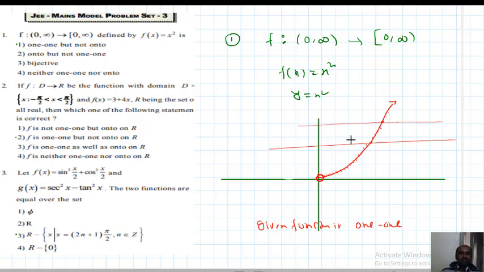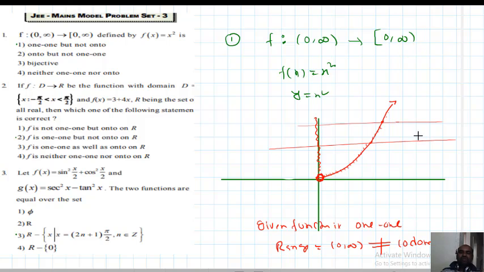Now how to check onto? Here the codomain is closed 0 to infinity. If the range is also closed 0 to infinity, then you can say it is onto, range equal to codomain. But observe here, x is not taken as 0, which means y can't get 0. So these are the outputs, your outputs are 0 to infinity. So I can say range equal to open 0 to infinity, which is not equal to the codomain.